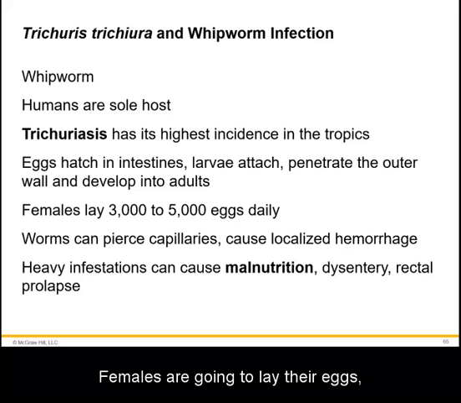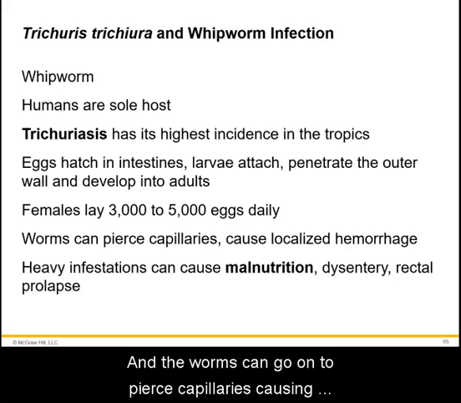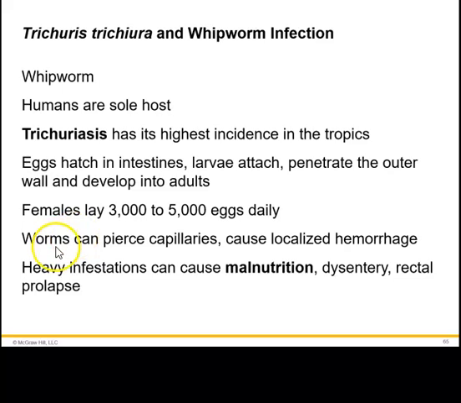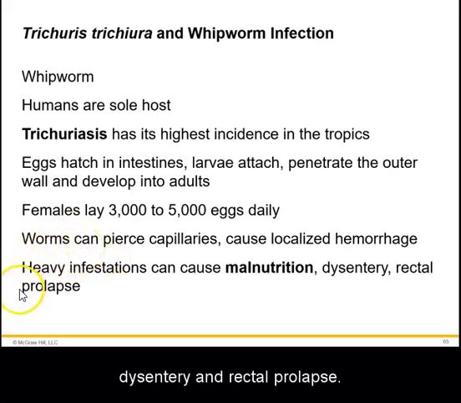Females are going to lay their eggs, about 3,000 to 5,000 eggs a day. And the worms can go on to pierce capillaries, causing localized hemorrhage. Heavy infestations can cause malnutrition, dysentery, and rectal prolapse.